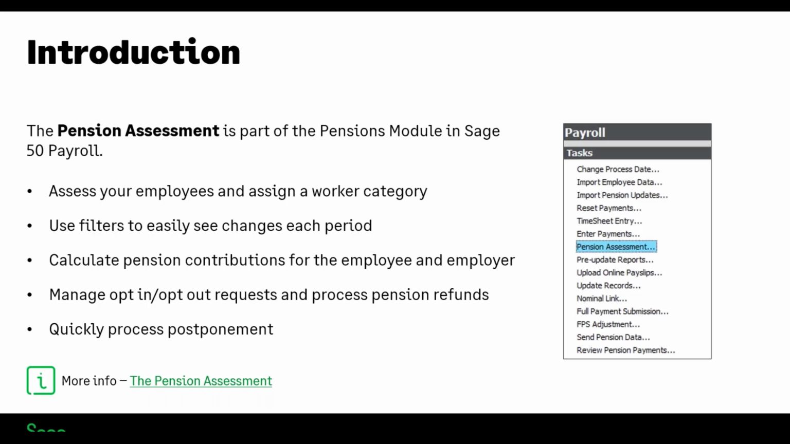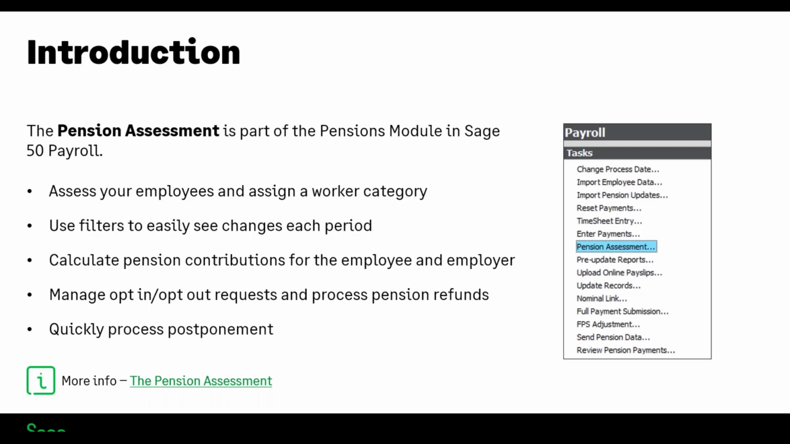It also allows you to easily filter and view any changes that have happened each period, automatically calculates the employee and employer pension contributions for the current period, and allows you to efficiently manage opt-in and opt-out requests, as well as process postponement. So it's a great option and ultimately saves you a lot of time, especially if you've got quite a few employees to assess. It takes a lot of those manual tasks away.